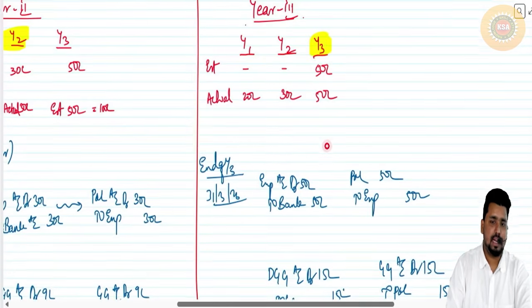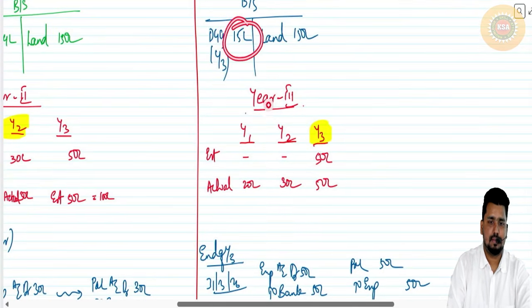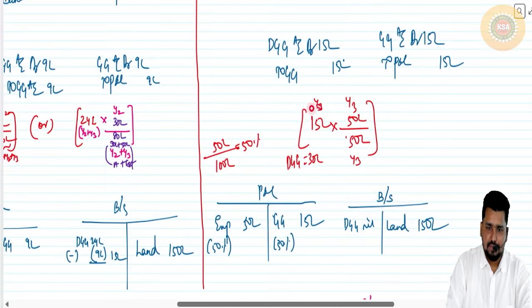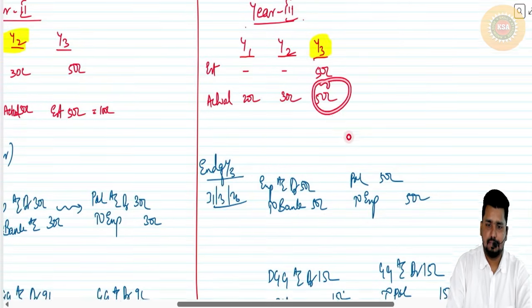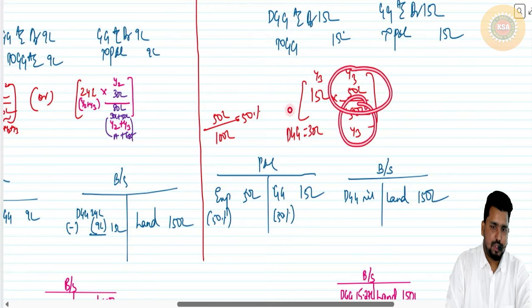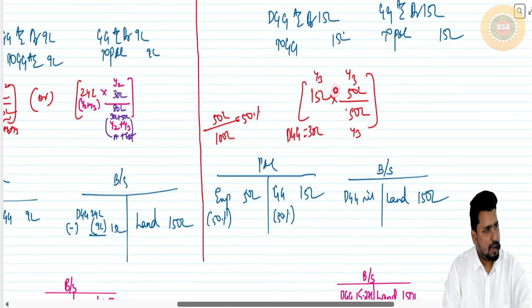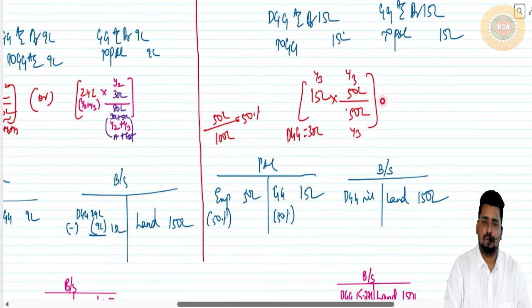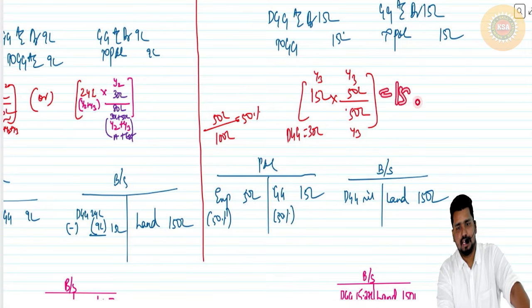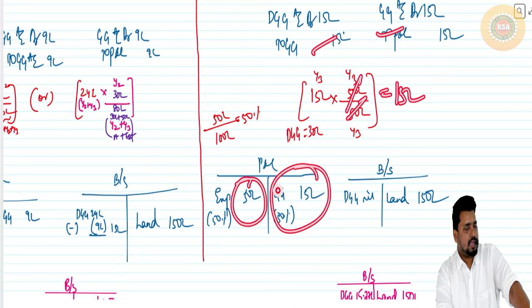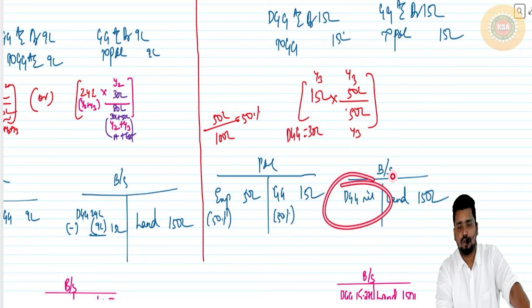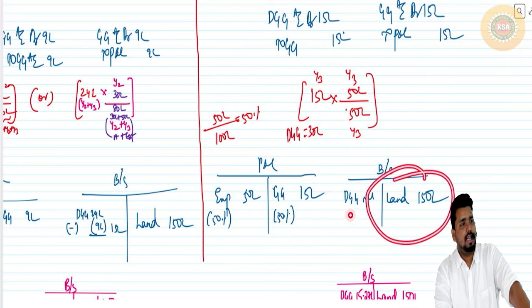Correct? I told you, the balance approach. What is the balance? 15. How much are you spending? 50. How much did you spend? 50. Not required, slightly you can do it. Even though you do, you will get 15 lakhs only as the answer. Clear? So in P&L, 50. Whatever is the balance you are taking, DGG will show balance or nil. Land will be 150 lakhs.